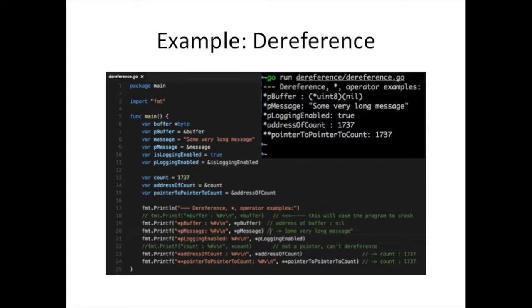Remember, dereference needs an address so it can go and say, oh, what is the value stored at this address? Now, it doesn't matter if that's a pointer to a pointer to a pointer. At the end of the day, once it dereferences one pointer, it's going to give you the value.